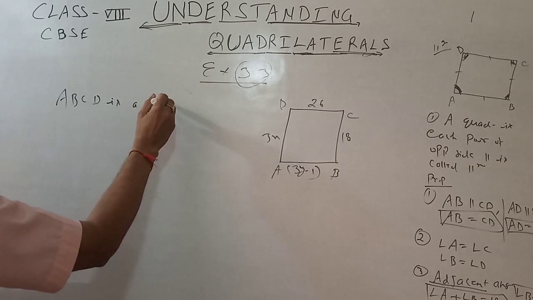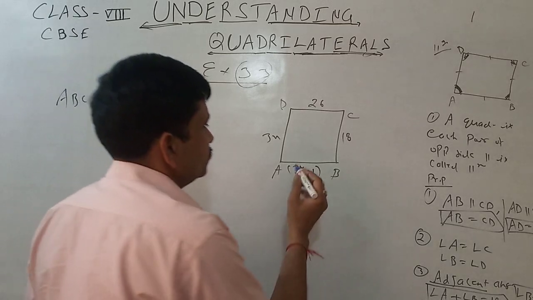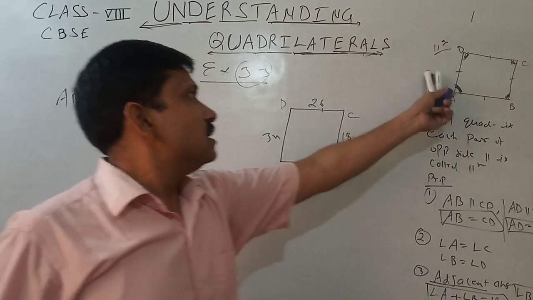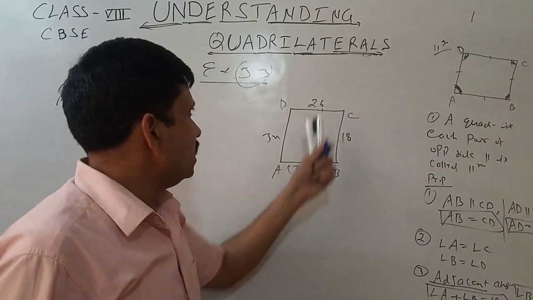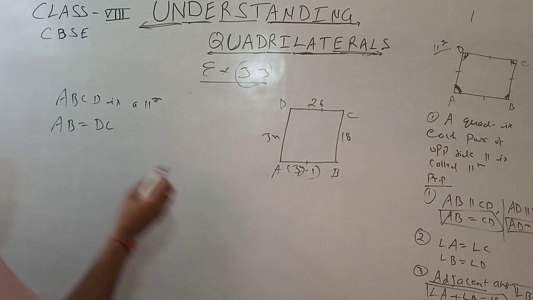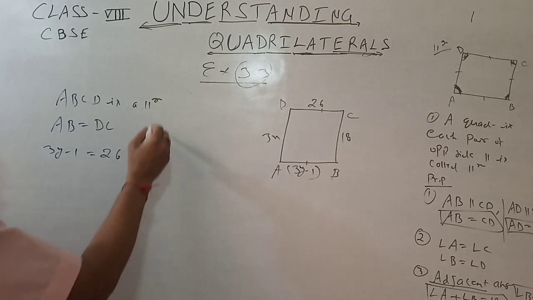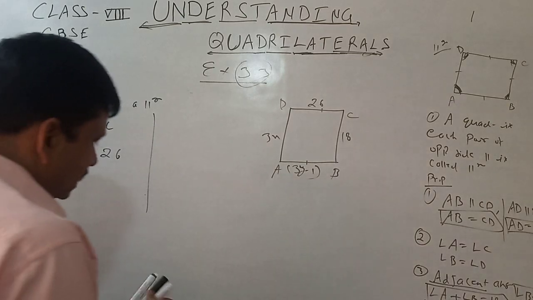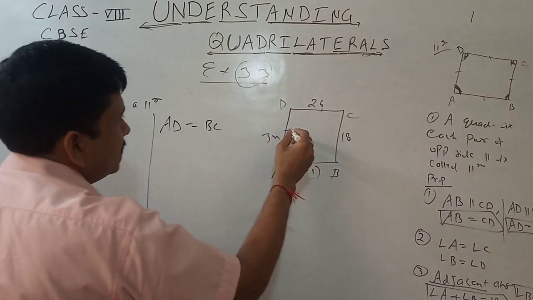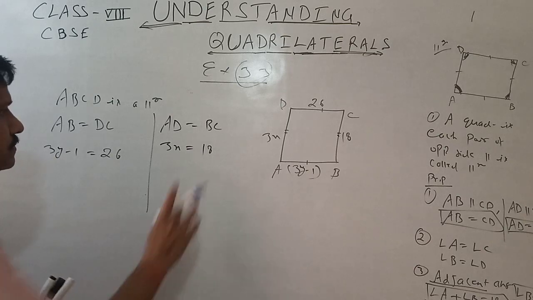ABCD is a parallelogram, and as we know, in a parallelogram opposite sides are equal. So AB is equal to DC. Here is the property: AB equal to DC and AD equal to BC. Opposite sides are equal. Now AB is equal to 3y minus 1 and DC is equal to 26. In the second part, AD is equal to BC, the opposite side. So AD is equal to 3x and BC is equal to 18.